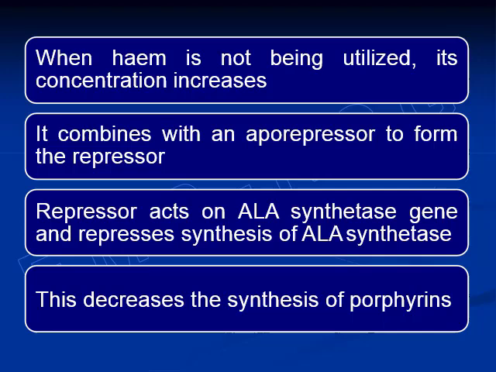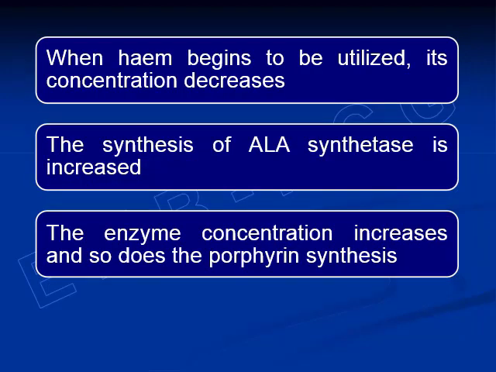Now as the concentration increases, it will combine with something known as an aporepressor and form something called a repressor. This repressor will act on the enzyme involved in the regulation called ALA synthetase, and thereby will prevent the synthesis of ALA synthetase. If we don't have a sufficient amount of ALA synthetase, this will lead to a decrease in the synthesis of porphyrins. Similarly, when heme is utilized in the body and its concentration is decreased, the synthesis of ALA synthetase is increased. This will further increase the synthesis of porphyrin. So that's how basically the porphyrin synthesis is regulated.